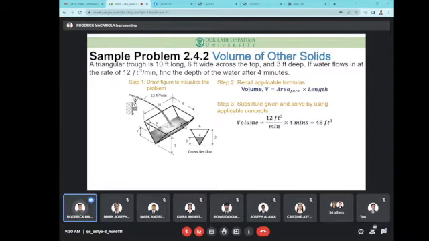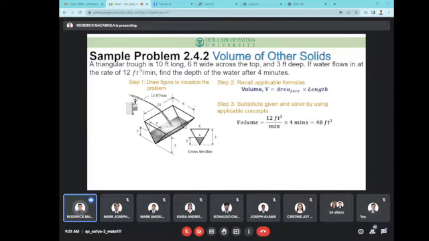Now, substitute natin yung volume na nakuha natin after 4 minutes na ganun yung rate ng pagpasok ng tubig. So, 12 cubic feet per minute times 4 minutes. So, 48 cubic feet yung pumasok. So, hindi siya napuno. Assuming, feeling ko hindi siya napuno. Cancel minutes, so we have 48 cubic feet.